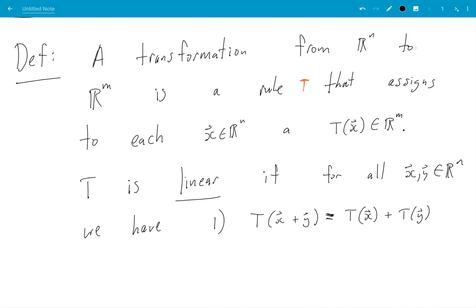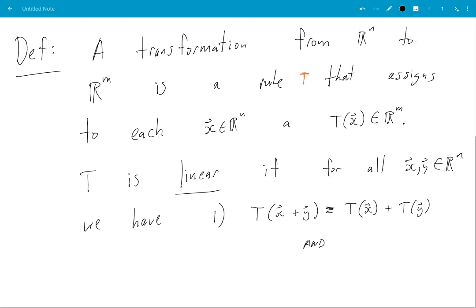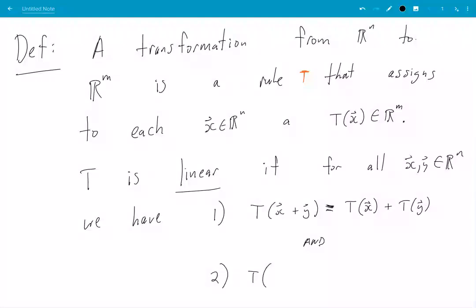And you also require 2, T, when you have a scalar times a vector, T of c times vector x. Okay, I also require that you can move that c out front.